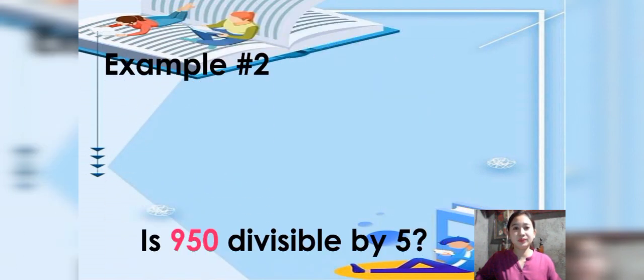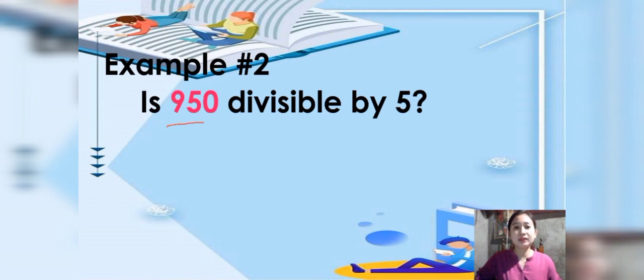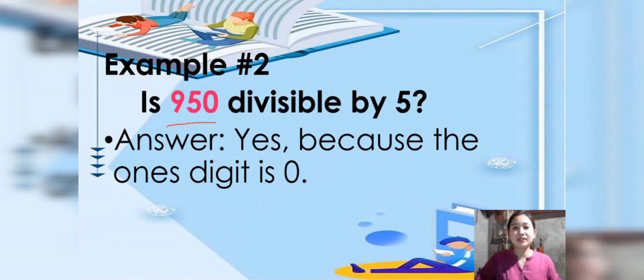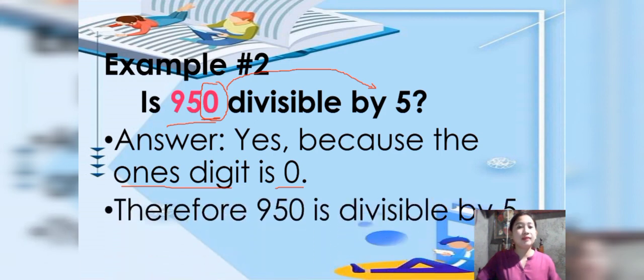Example number 2. Is 950 divisible by 5? The answer is yes. Why? Because the ones digit is 0. We said a while ago that if the ones digit is 0 or 5, it is said to be divisible by 5. Therefore, 950 is divisible by 5.